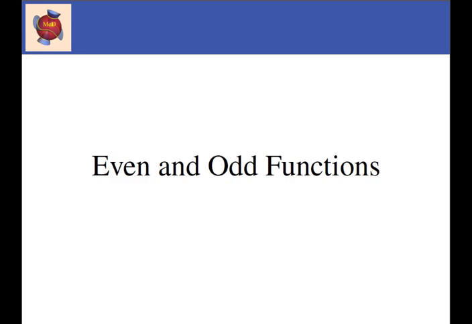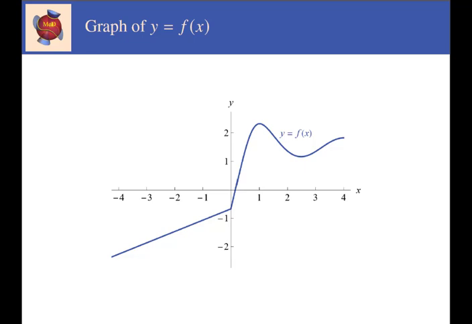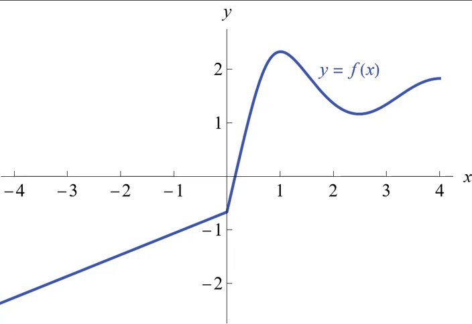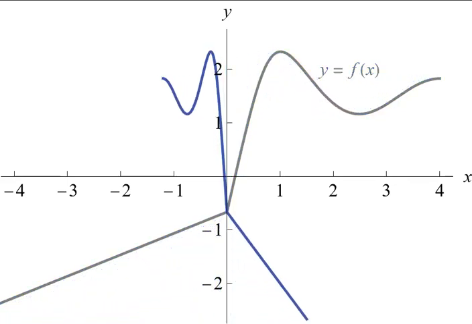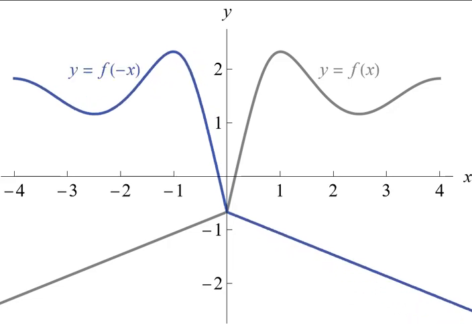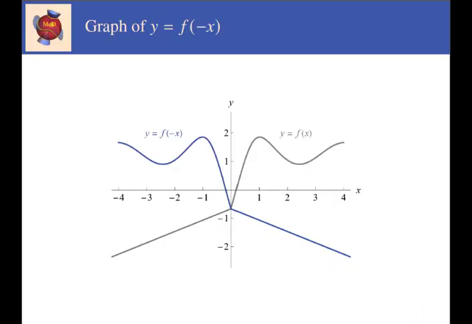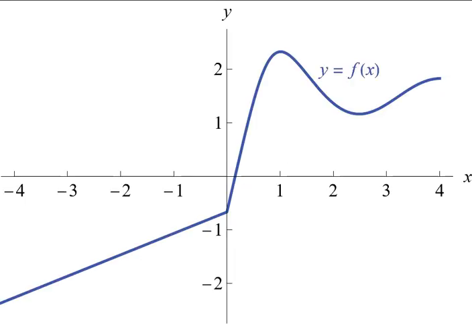To get started, let's review what even and odd functions are. Imagine that you have the graph of y equals f of x for some function f. If you reflect that graph in the y-axis, then you obtain the graph of y equals f of minus x. The graph of y equals f of x is shown in gray. The graph of y equals f of minus x is shown in blue. And you can see visually that the blue graph is a reflection in the y-axis of the gray graph.